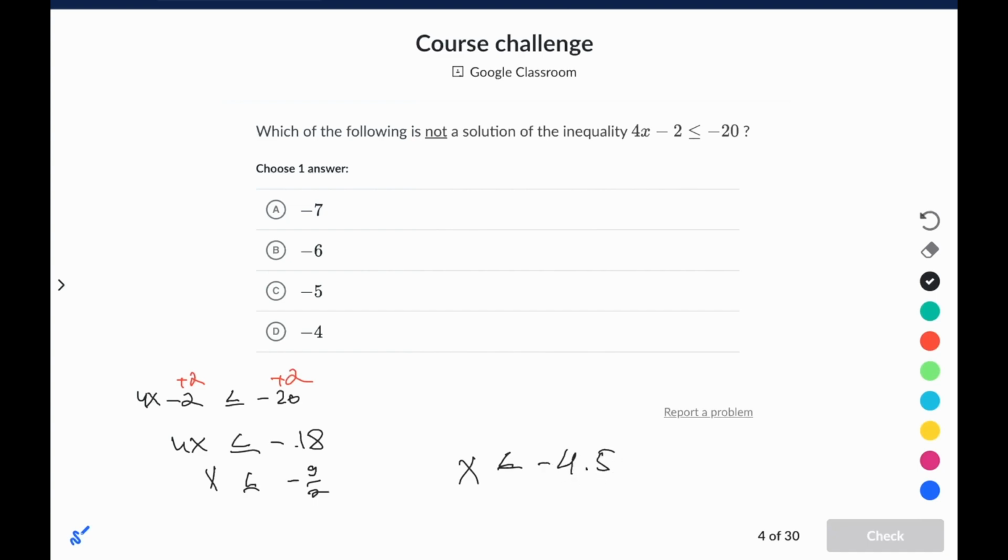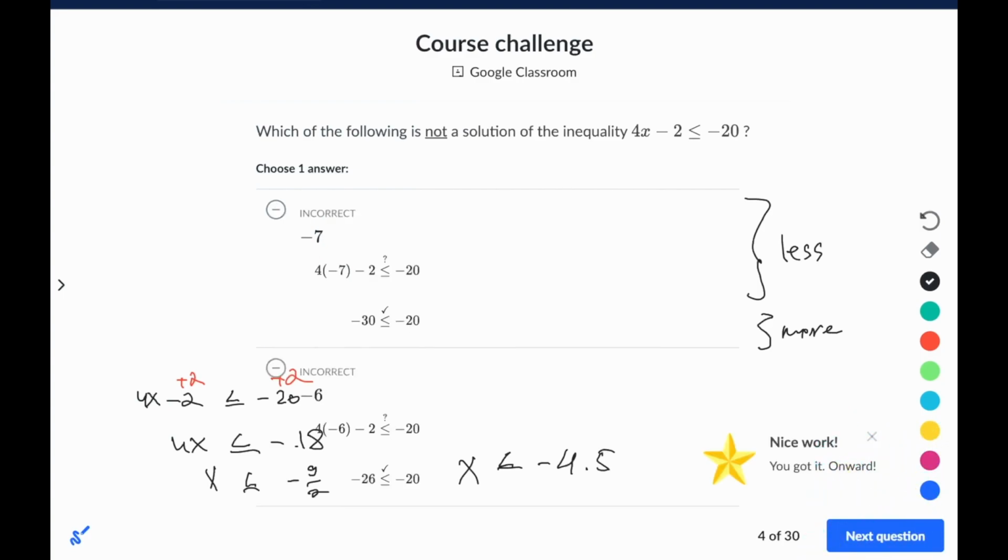So we need to find an answer where x is less than negative 4.5 or equal to negative 4.5. So we can see that A, B, and C are all less. And only D is more. So D is not a solution. And that's the correct answer.